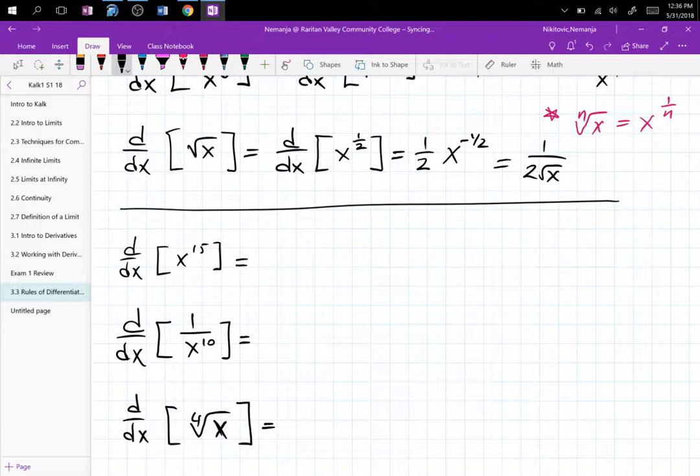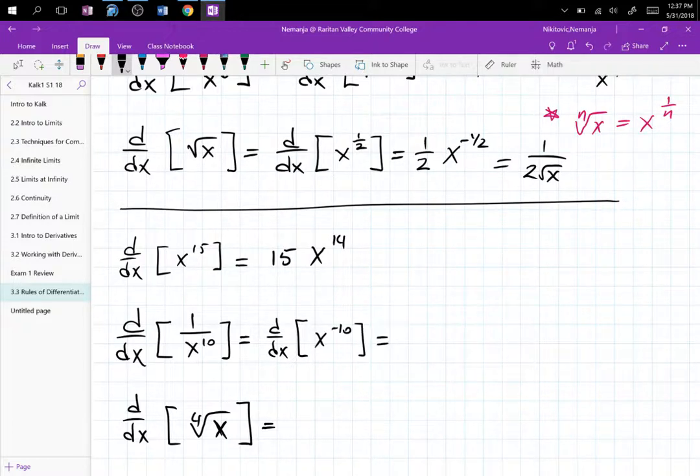Let's work these out together. So the first one, we drop 15 down, as the formula says, and then subtract 1, so x to the 14. The next one I have to rewrite first. In the future, you can just write the answer down, right? But now we take our time to make sure everything works fine.